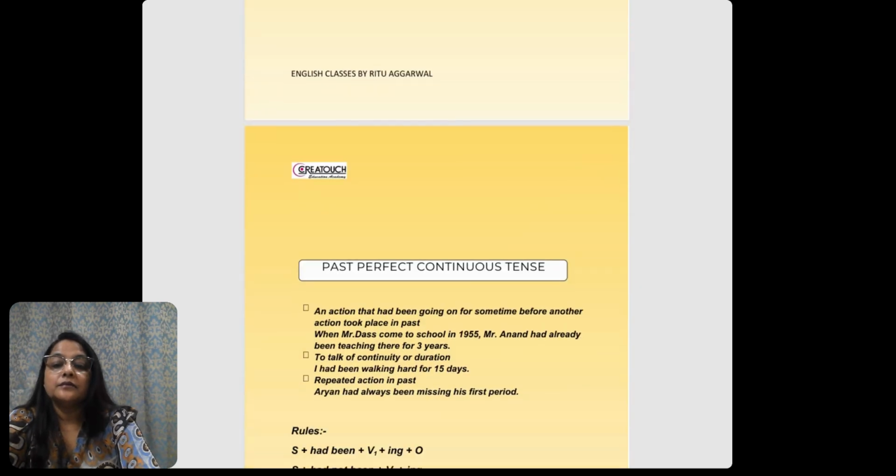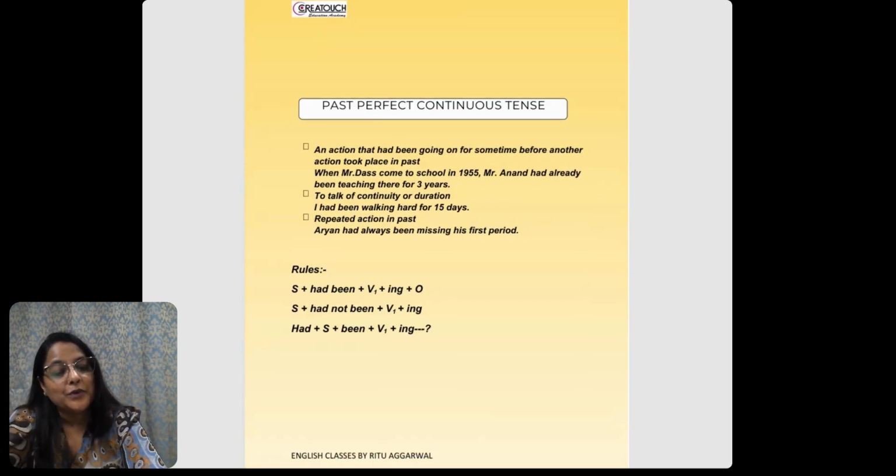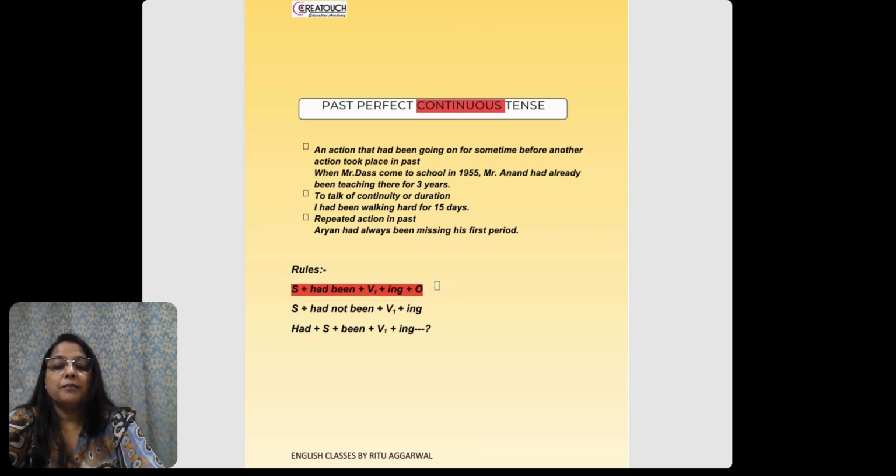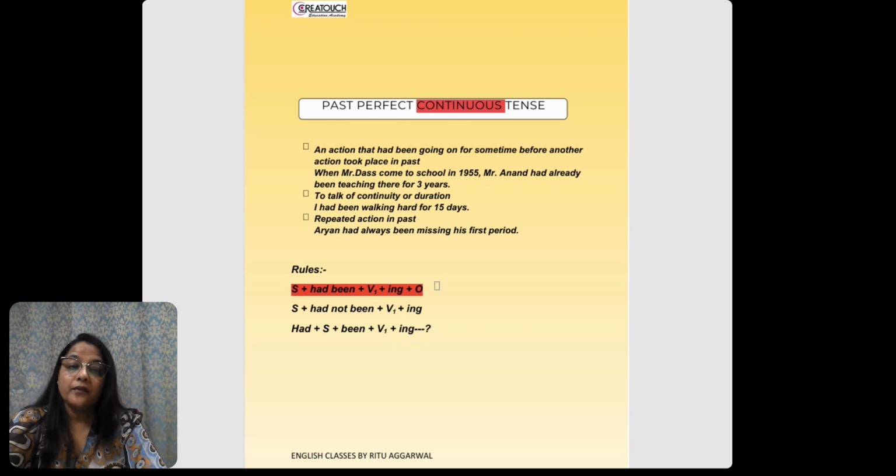Again, the next tense, the past perfect continuous tense. Now, what is a continuous tense? As I told you, it's ing. The form of ing has been used. When you talk about ing, again we take a rule, a very simple rule: subject plus verb first form plus ing plus object. So again, as I told you, ing is always followed by v1. Now, what we are doing is, it is past perfect continuous tense, had been.